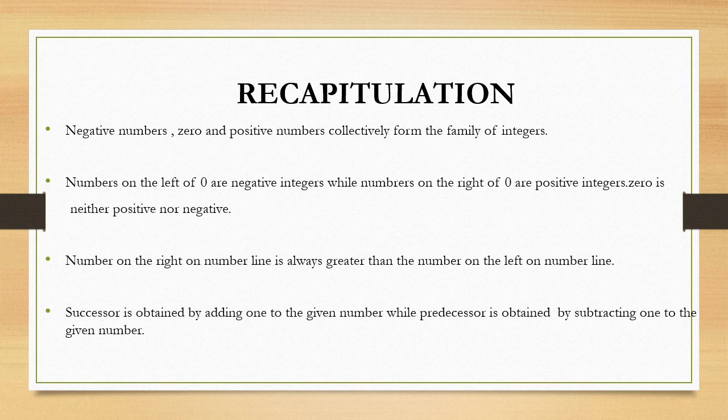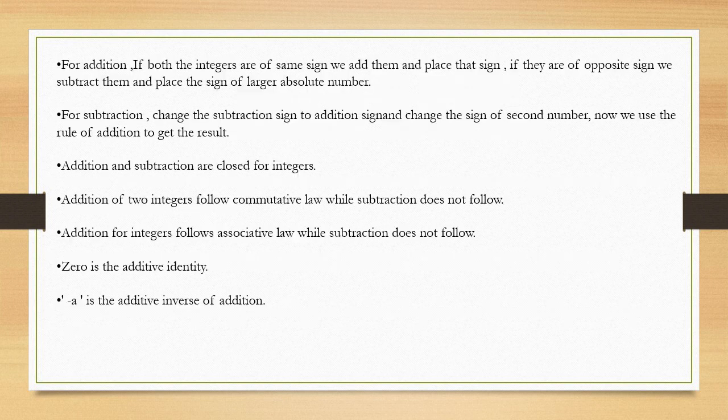On a number line, the numbers to the left of 0 are negative integers, while the numbers to the right of 0 are positive integers. 0 is neither positive nor negative. The number on the right on the number line is always greater than the number on the left. Successor is obtained by adding 1 to the given number, while predecessor is obtained by subtracting 1 from the given number. We learned about two basic mathematical operations, addition and subtraction also.